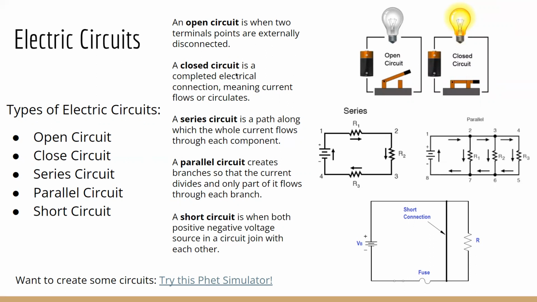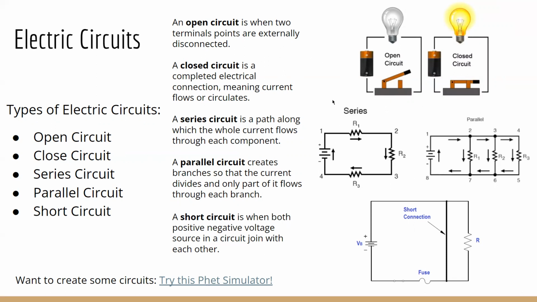A closed circuit is a completed electrical current circuit where all the connections are together and everything is flowing through it. As you can see here, this would be a closed circuit, and this would be an open circuit, where two external connections are not connecting together.